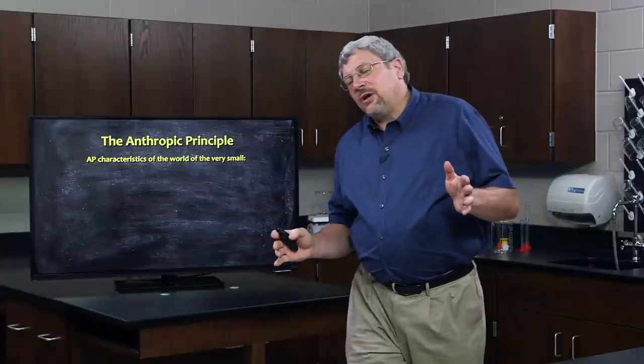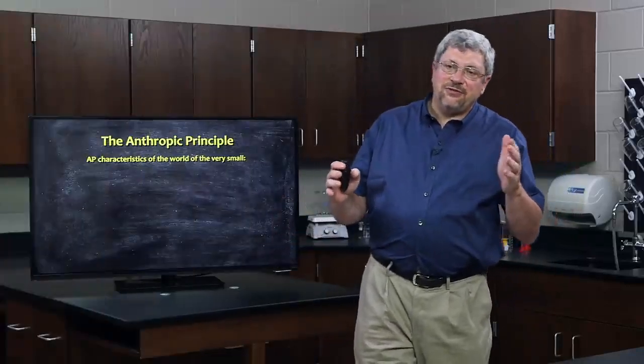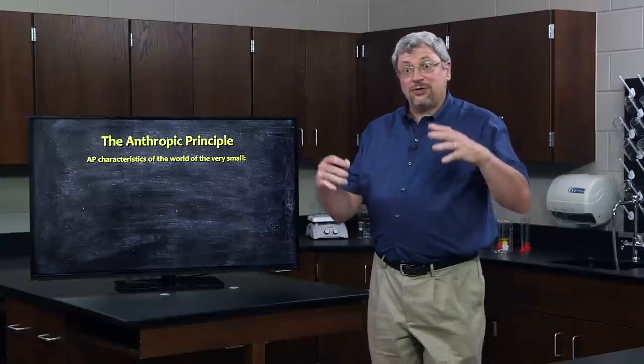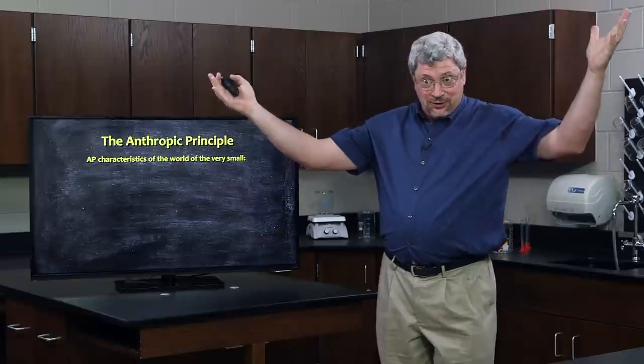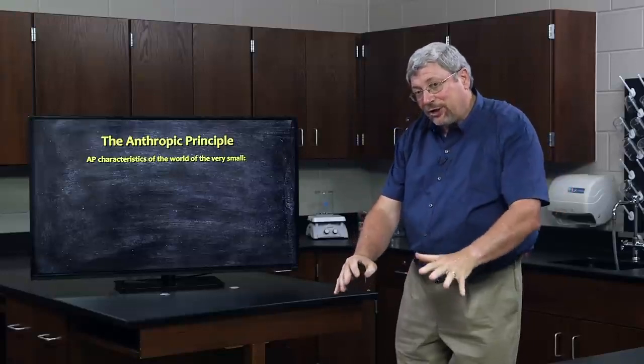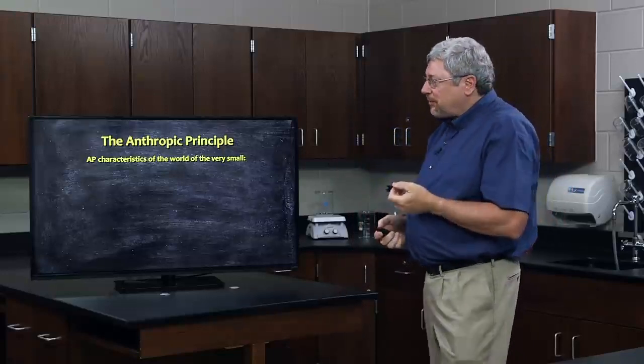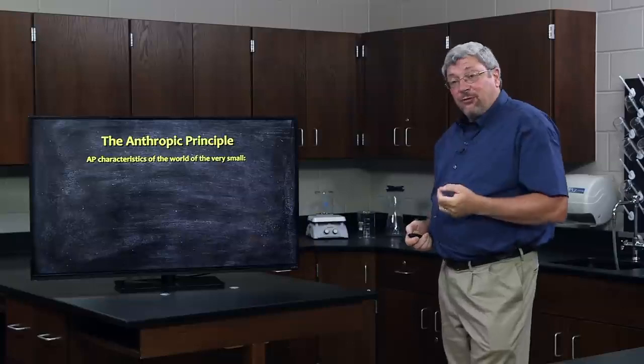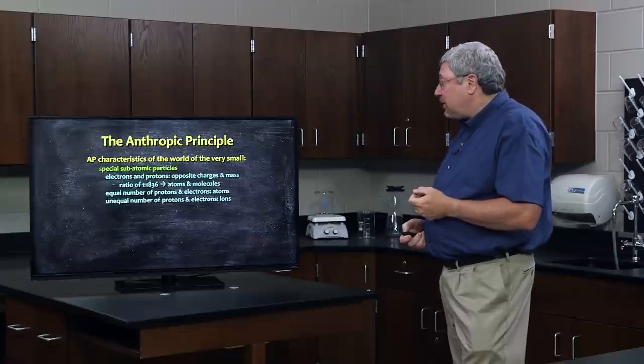We've examined the anthropic principle evidences of the rather large, from the Earth to the solar system to the galaxy to the universe. Now we're going to reverse direction and go down to the very small and look at the anthropic principle characteristics of that world: the size of the atom or smaller.